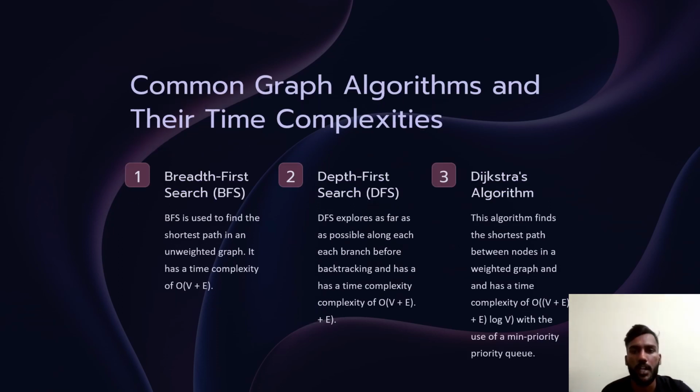Later, I want to explain about common graph algorithms and their time complexities. First, breadth first search. Second one is depth first search. Third one is Dijkstra's algorithm. First, I want to explain about breadth first search. Breadth first search is used to find the shortest path in an unweighted graph. It has time complexity O of V plus E. Next, depth first search. Depth first search explores as far as possible along each branch before backtracking and has a time complexity of O of V plus E.